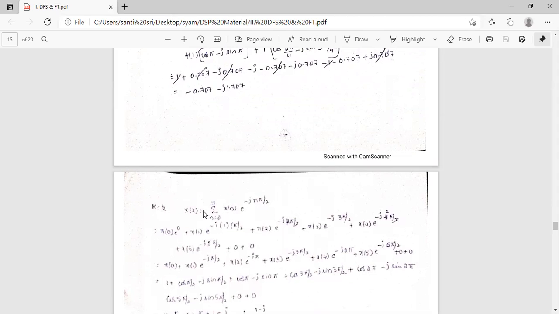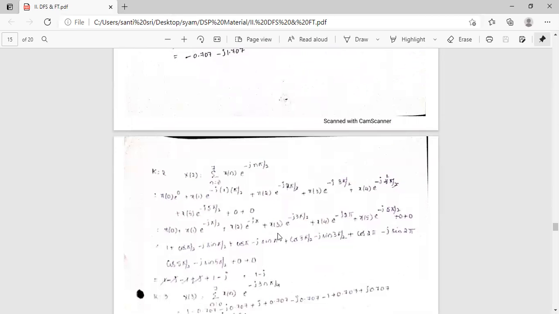Okay, k value is 2, n value is 2, k value is 2. So by simply substituting these values, we will get x of 0 plus x of 1 into e power minus j5 by 2 plus x of 2 into e power minus j5 plus x of 3 into e power minus j35 by 2 plus x of 4 into e power minus j35 plus x of 5 into e power minus j55 by 2 plus 0 plus 0.